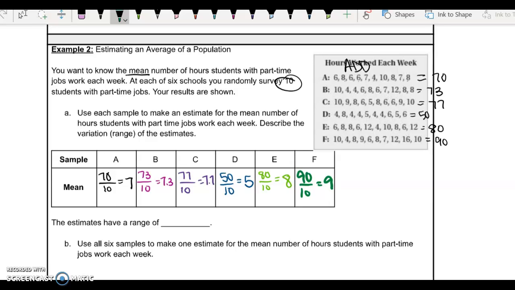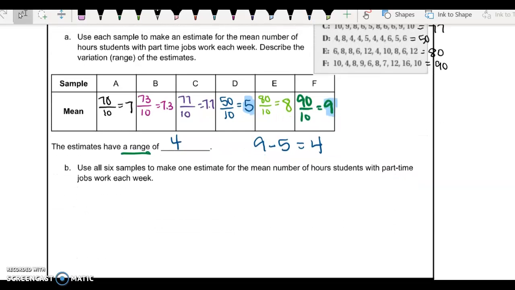So now it says estimate the range. So that means we're going to take our largest number, which we have as 9, and our smallest number, which is 5. So 9 minus 5 gives us 4. So our variation is between 4 numbers. From our smallest number to our biggest number, there are 4 numbers in between.